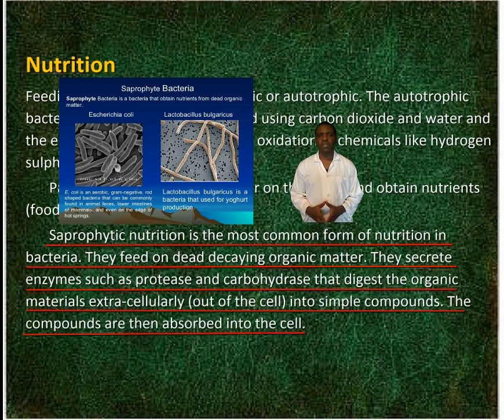Saprophytic nutrition is the most common form of nutrition in bacteria. They feed on dead, decaying organic matter. They secrete enzymes such as proteases and carbohydrases that digest the organic materials extracellularly, that is out of the cell, into simple compounds. The compounds are then absorbed into the cell.